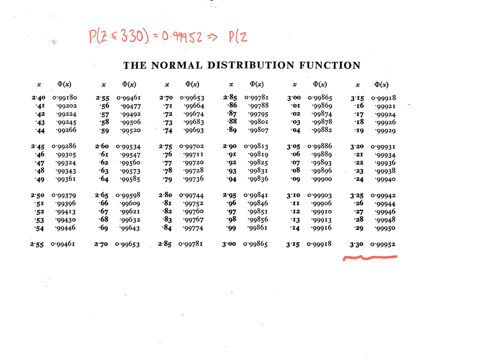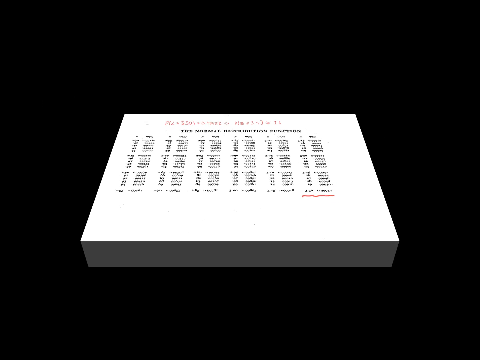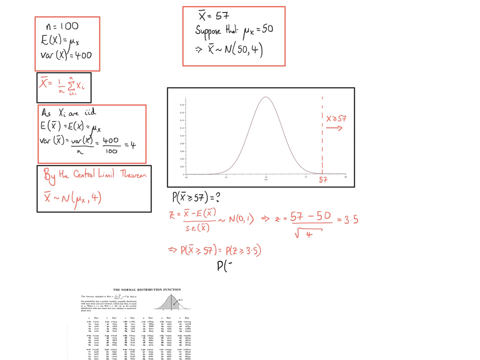So that means that the probability that z is less than or equal to 3.5 is going to be approximately equal to 1. But we're not looking for the probability that z is less than or equal to 3.5. We're looking for the probability that z is greater than or equal to 3.5. And that's going to be 1 minus the probability that z is less than or equal to 3.5. So it is approximately equal to 1 minus 1, which is equal to 0. So from that we can also say that the probability of getting a sample mean greater than or equal to 57 is approximately equal to 0 as well.